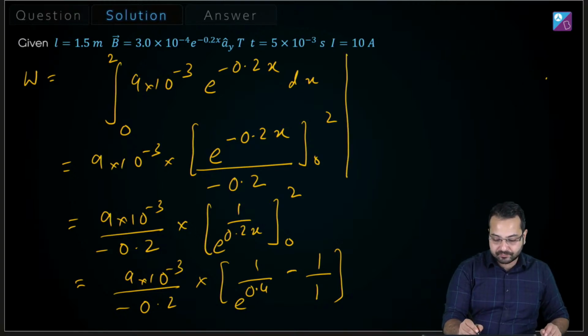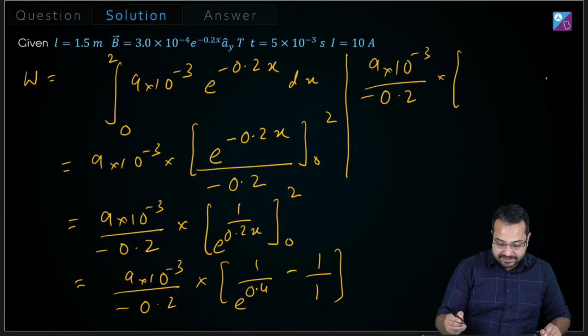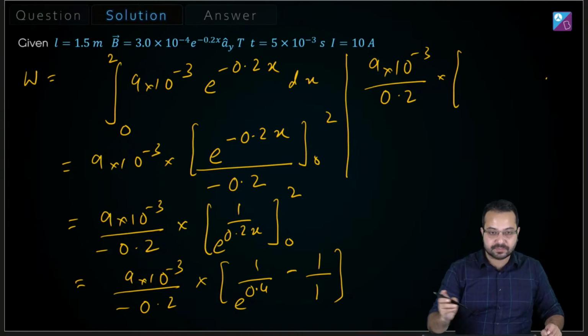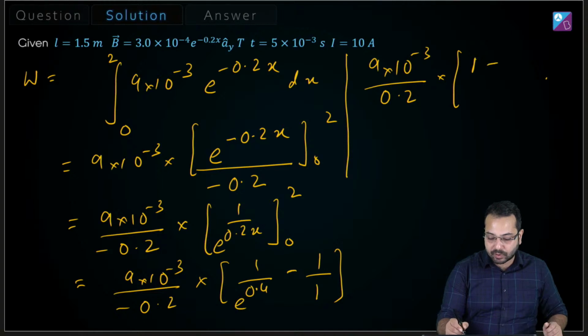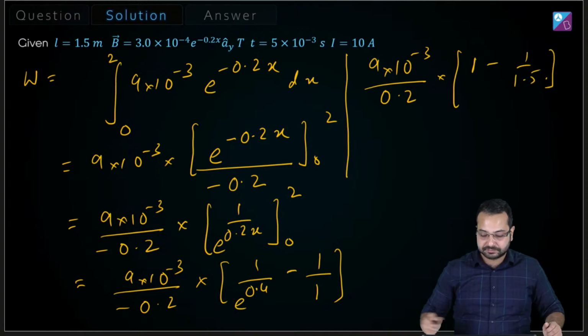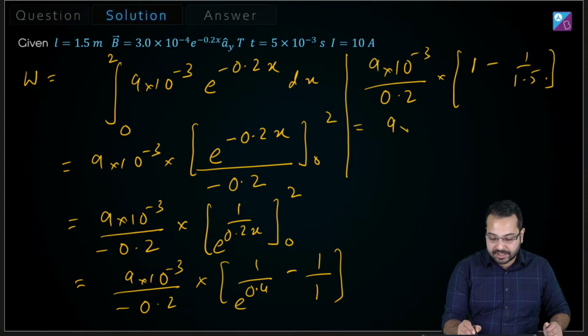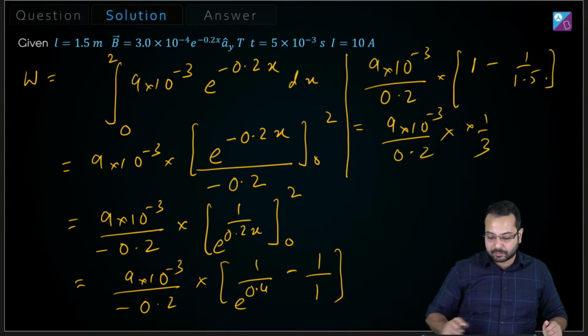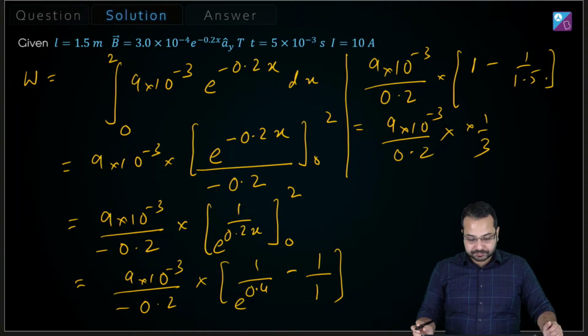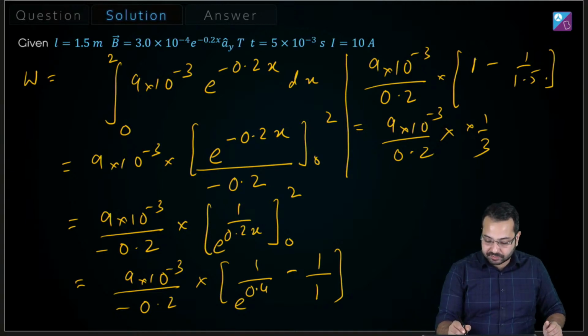It is going to become 9 into 10 to the power minus 3 upon minus 0.2. And then let's get rid of this minus sign and interchange the things which are inside the bracket. So this is going to become 1 upon 1 minus 1.5. So this becomes 9 into 10 to the power minus 3 upon 0.2, and then this is going to become 0.5 upon 1.5. So that is going to be 1 upon 3. So this 3 and this 3 is gone.